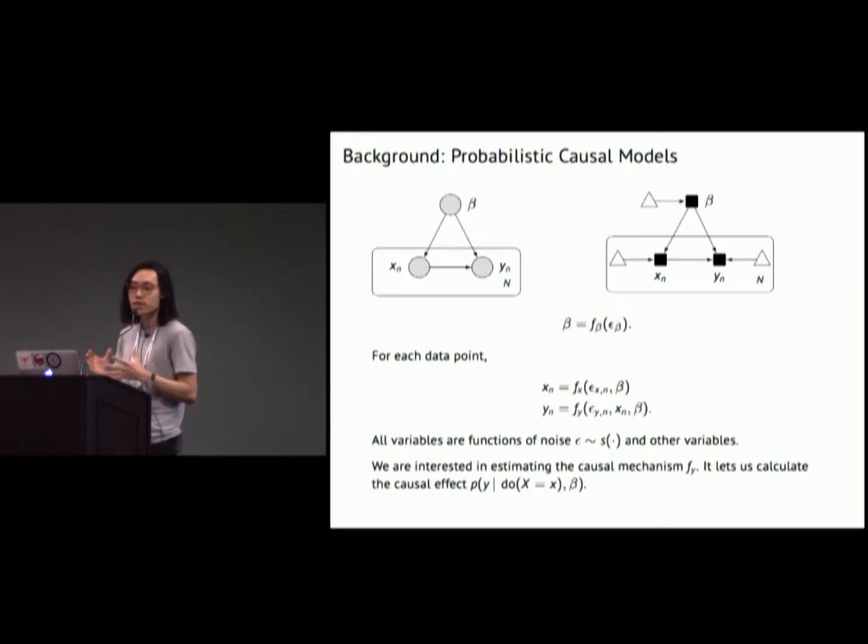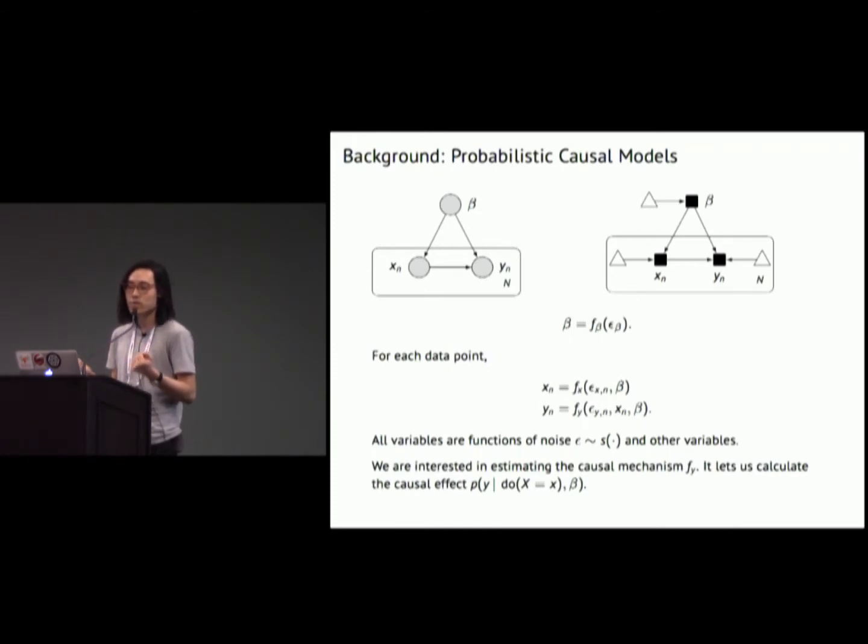And then for each data point n in some data set of size N, there is a particular feature X, which is a function of its own noise and some global confounder, some global variable. Finally, there is some trait Y, which is a function of its own noise source, its own feature vector, and the global variable. In probabilistic causal models, we're interested in estimating something like the causal mechanism f sub y. This determines precisely how all of the variables in this phenomena, captured as a probabilistic causal model in this graph, propagate and influence the traits.